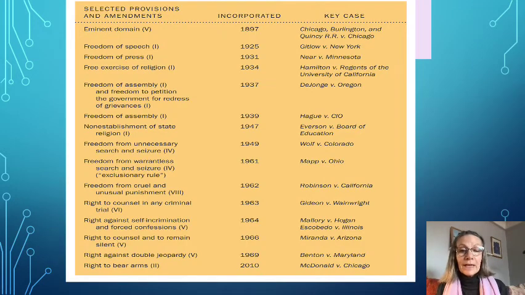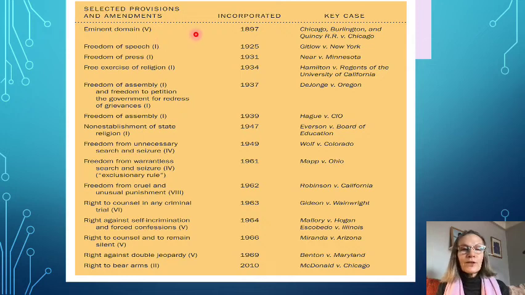Okay, I want to draw your attention to table 3.2 in your textbook that shows you the specific cases as they relate to the specific amendments as they're incorporated to the states. But I also wanted to show you this chart as well. It comes from my American government text, and I prefer this chart because it shows you the long history and just how long it took to incorporate the Bill of Rights to the states.